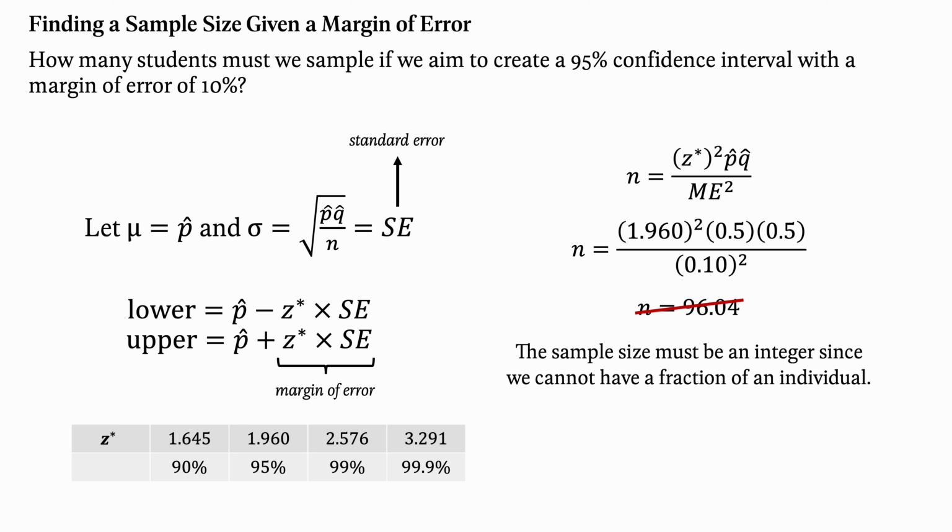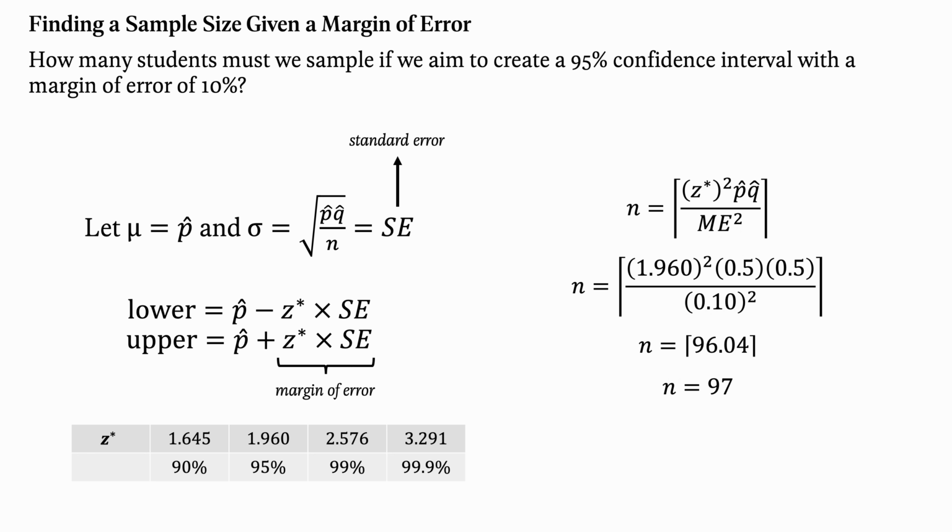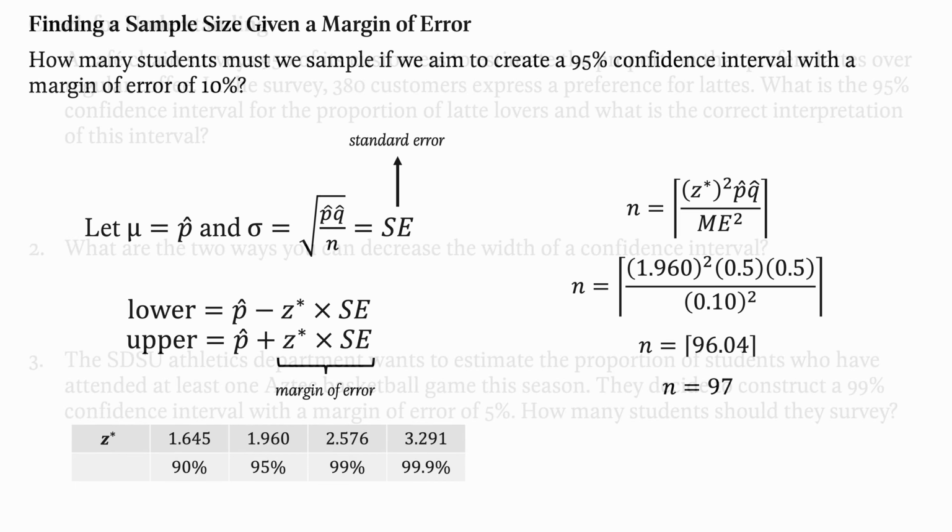But this is wrong because the sample size must be an integer. We cannot have a fraction of a student unless they're really small. If we round down, we might produce a margin of error that is greater than 10%, and that's not what we're asking for, so we must round up. So we'll modify the original formula to include ceiling brackets. They just mean whatever's inside, rounded up to the nearest integer. So we get a sample size of 97 individuals that are needed to create a 95% confidence interval with a maximum margin of error of 10%.